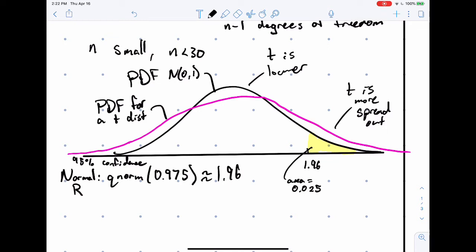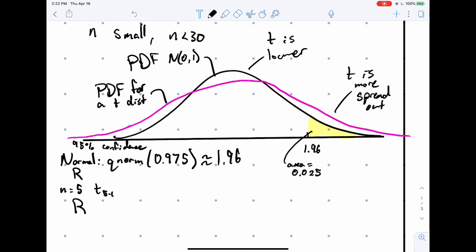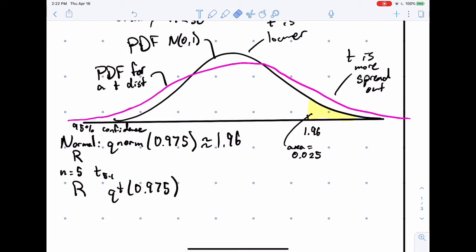With a t distribution, suppose n equals 5. In R we can write qt of 0.975, degrees of freedom equals 4, and this is approximately 2.78. You can also do this with a table. You can look up these values in the table just like you do with the Z table. You just have to know how many degrees of freedom you're using. You have to use that either in R or the table.